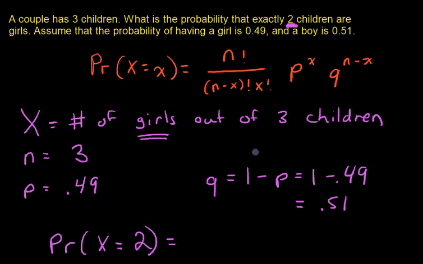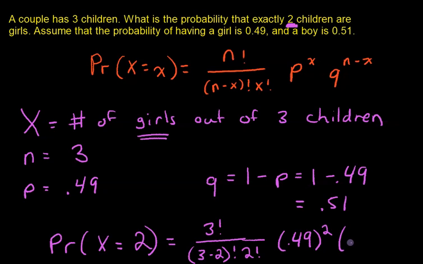Okay, so let's go ahead and plug everything in. So n is 3, n minus x, so 3 minus 2. x is 2, and then p, so 0.49 to the power of x, and 0.51 to the power of n minus x.